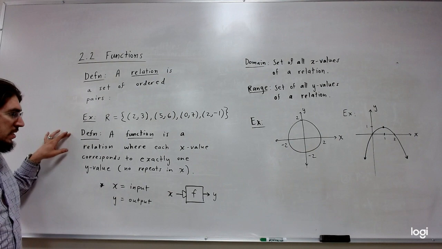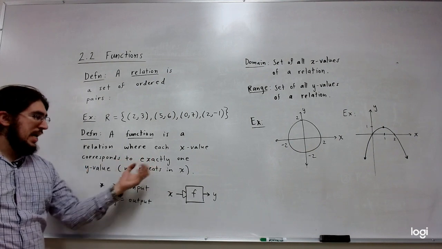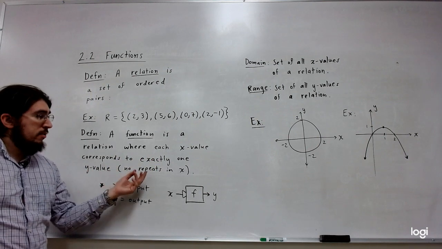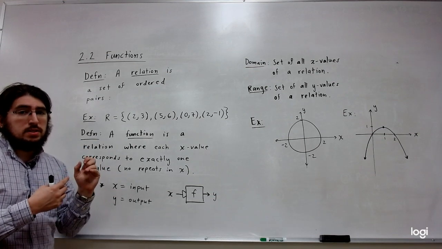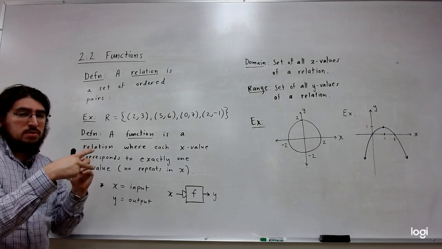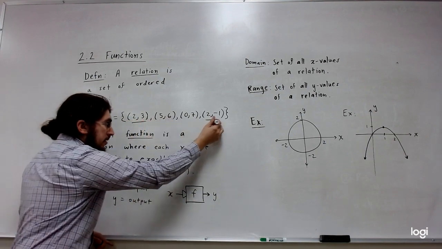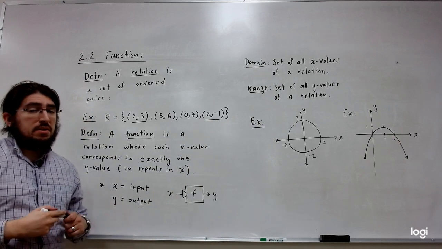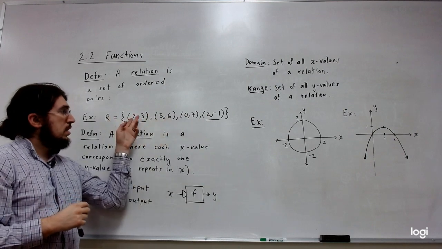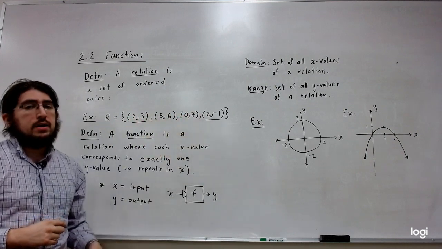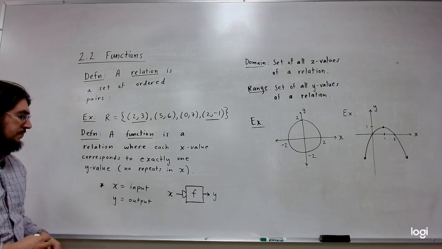A function, now, is a relation where each x value corresponds to exactly one y value, meaning there are no repeats in x value. So an x value will only have one y value it corresponds to. If it had two y values, then you would see a repeat in x. For instance, here and here. So the x value 2 corresponds to two y values, 3 and -1. So this relation is actually not a function from the previous example.